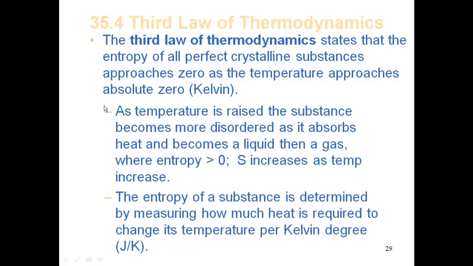The entropy of a substance is determined by measuring how much heat is required to change its temperature per Kelvin degree. So we have zero entropy when a species is a solid at 0 Kelvin, and that entropy value will increase as it goes to a liquid and then to a gas. So we start off at 0 entropy at 0 Kelvin, and go up from there.